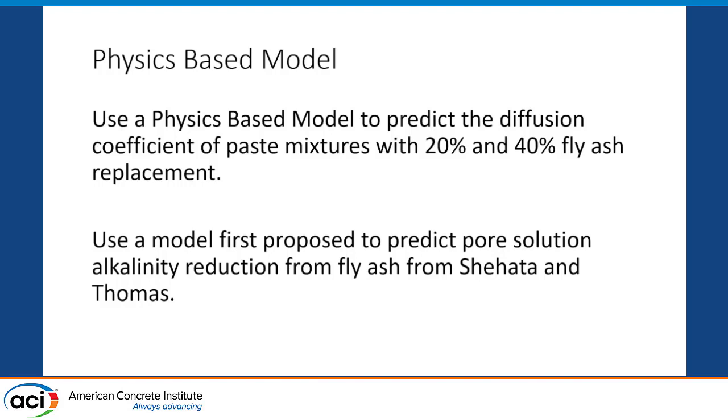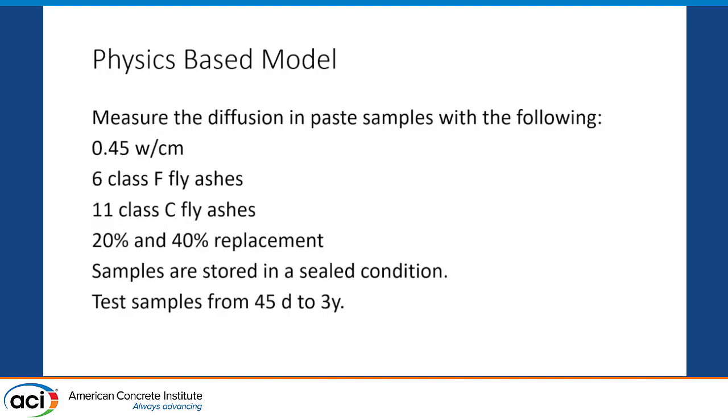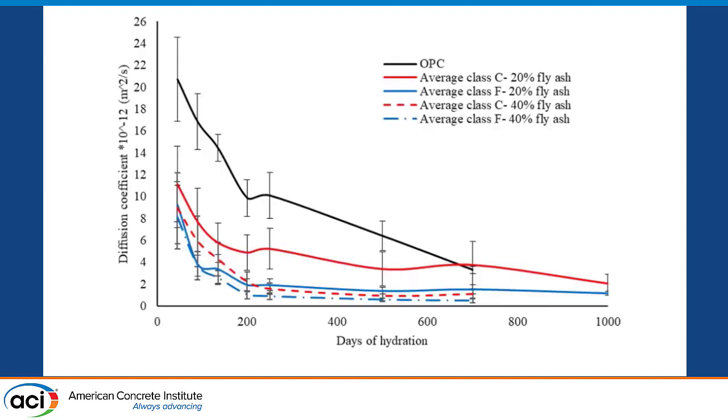We said, wow, that's pretty interesting. And we used this, we measured the actual properties of these pastes at a 0.45 water cement ratio, 6 Class F, 11 Class C, 20 and 40% replacement, and the samples are stored in sealed conditions. We tested them from 45 days, yes, to 3 years. That's a lot of testing, right? And we get data that looks like this.